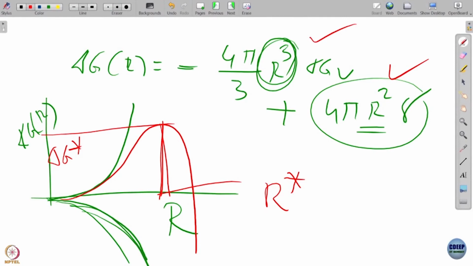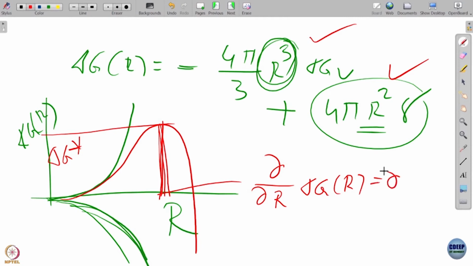Then how do I do that? The next thing, of course, is the critical radius R star. I have to find the expression for R star now, and for the critical barrier. Let me do that. How do I do that now? We have done it many times in this class already. We do d dr of delta GR equal to 0.